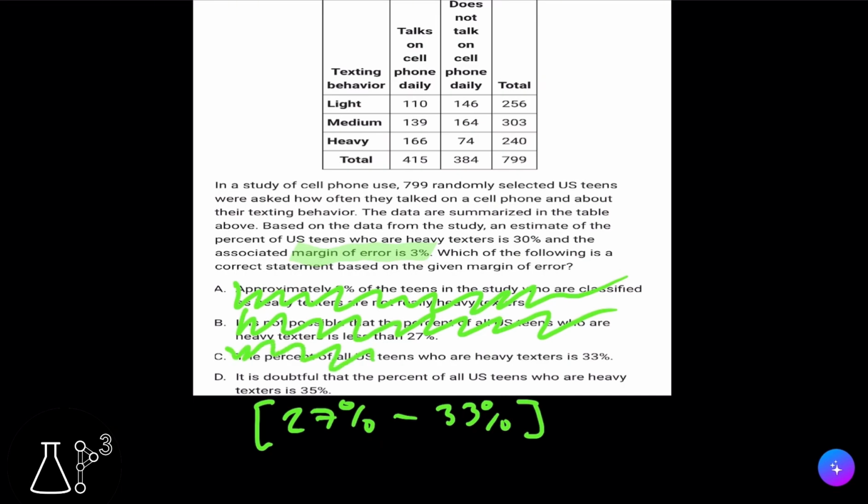And let's make sure that D makes sense. It is doubtful that the percentage of all U.S. teens who are heavy texters is 35%. Well, it's not within our range. It makes sense that it cannot be 35% because our highest number is 33%. So it makes sense. Therefore, my answer is going to be D.